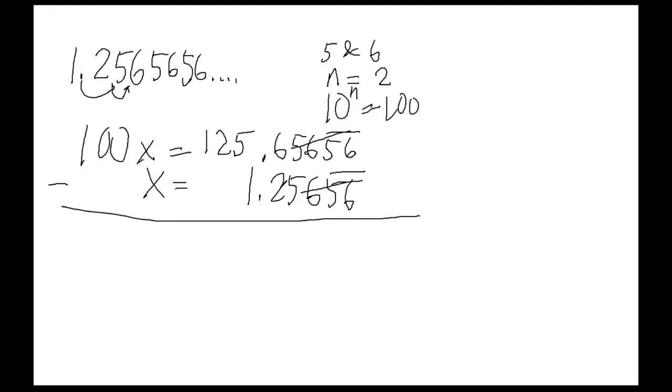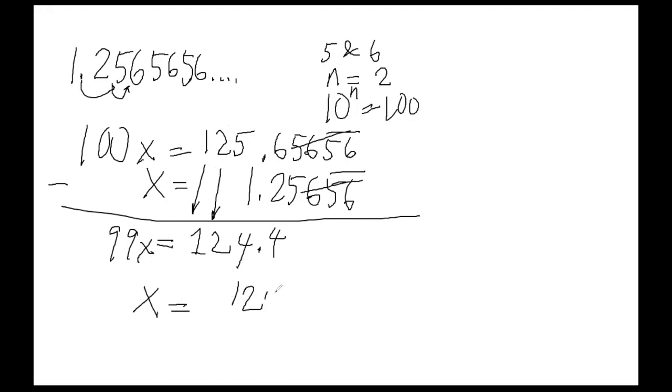6 minus 2, that would be 4. Okay? Decimal point. 5 minus 1, that would be 4. Okay, so baba lang natin yung 2 and yung 1. Okay? 100x minus x, so magiging 99x. So x is equal to 124.4 over 99. Okay, so paano ito magiging fraction form?